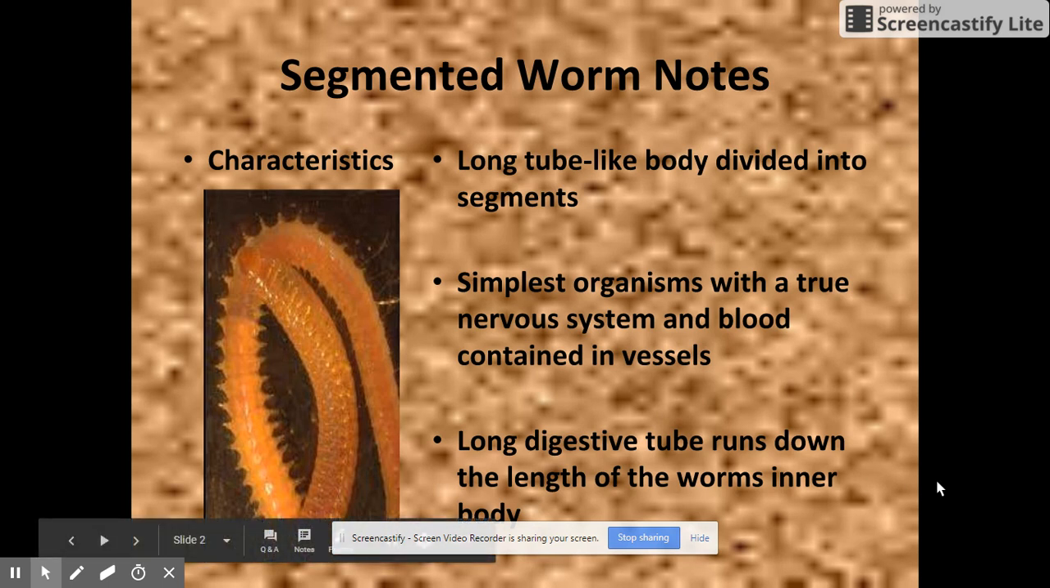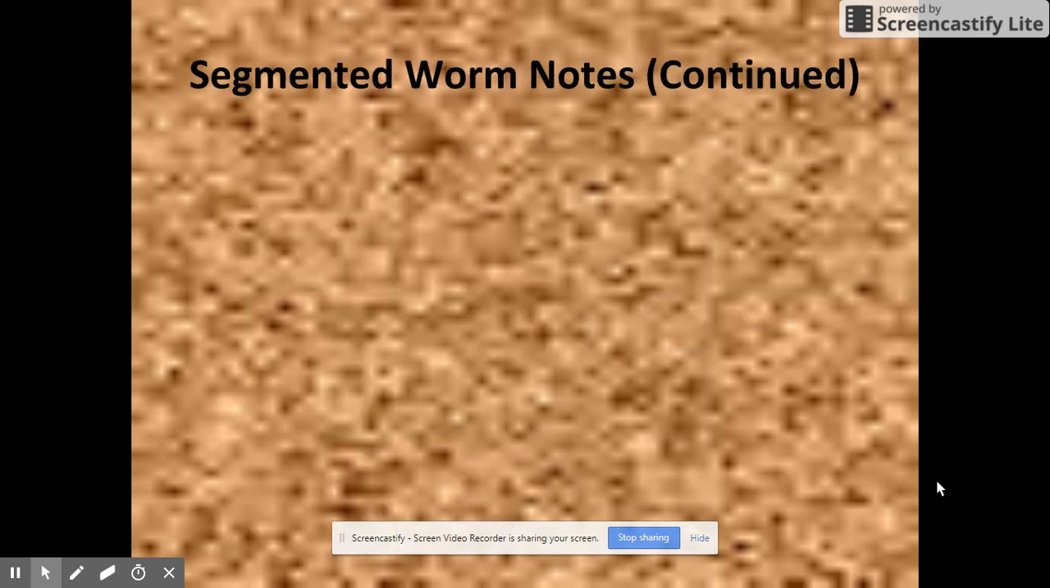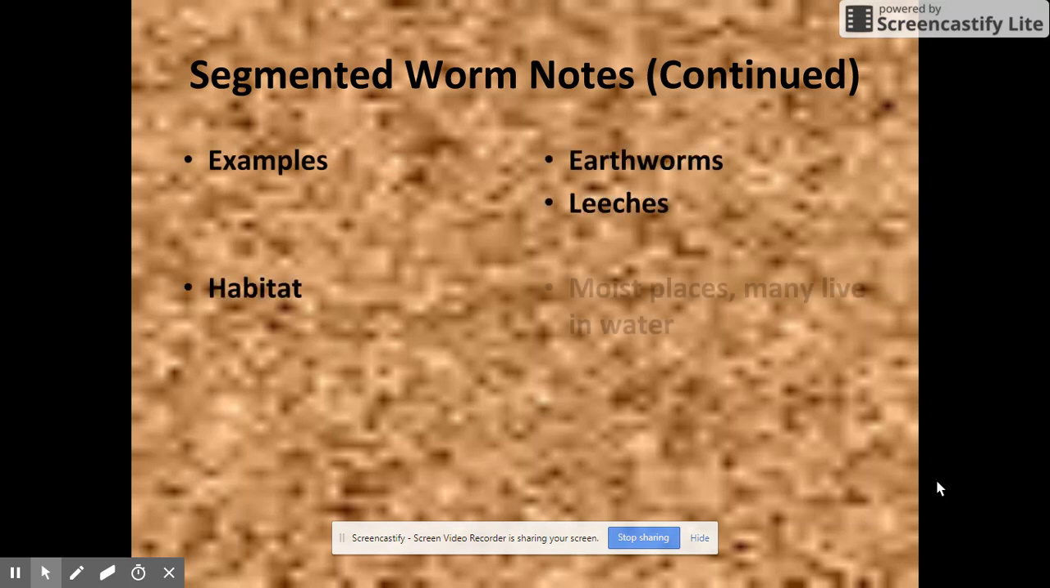All right, long digestive tube runs down the length of the worm's inner body. So in other words, they have a mouth and a butt. I mean, no other way to put it. Sorry about that, but food goes in, travels down the tube, food comes out. Or not food anymore at that point, but still. All right, examples. We have earthworms. We have leeches. That's it. Earthworms and leeches. Those are the two different examples that you may know about and have seen.